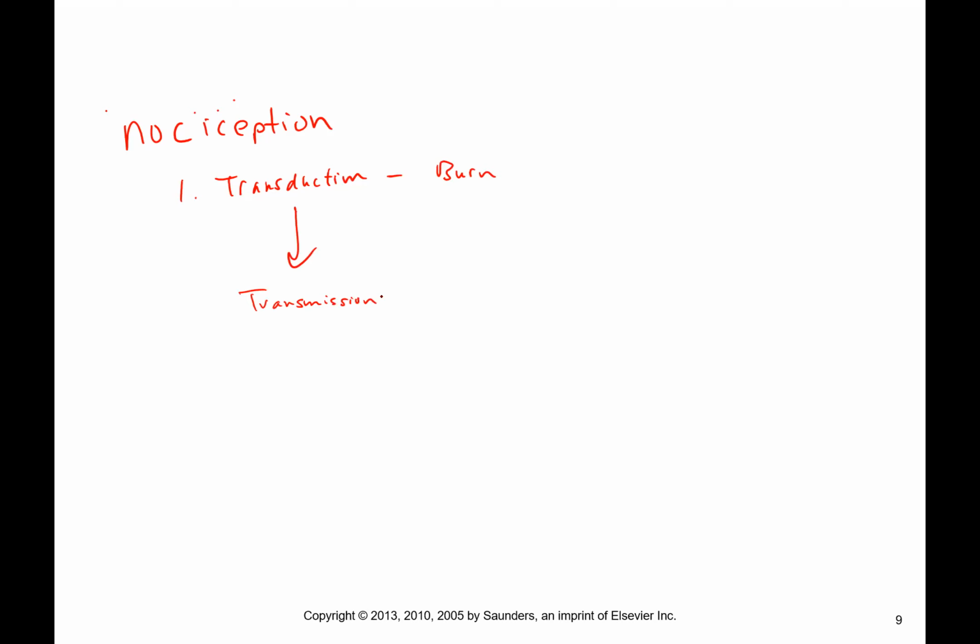Meaning the pain has to pass through a wire somewhere in our body, which would be the nervous system. And then it goes to the brain. Then the perception or integration, so you're processing the information. Then you have your response, so motor, also known as modulation.